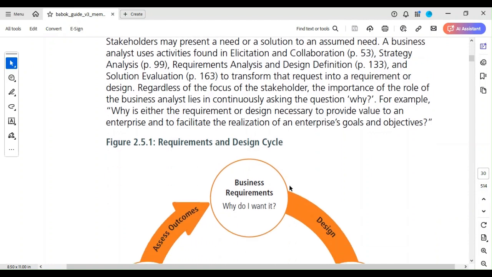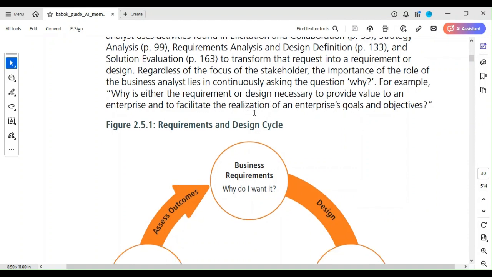Stakeholders may present a need or a solution to an assumed need. A business analyst uses activities found in elicitation and collaboration, strategy analysis, requirements analysis and design, and solution evaluation to transform that request into a requirement or design. Regardless of the focus of the stakeholder, the importance of the role of the business analyst lies in continuously asking the question why. For example, why is either the requirement or design necessary to provide value to an enterprise and to facilitate the achievement of enterprise goals and objectives?